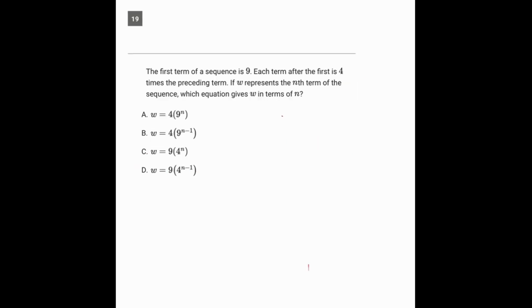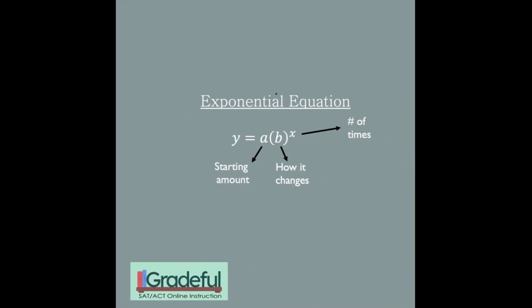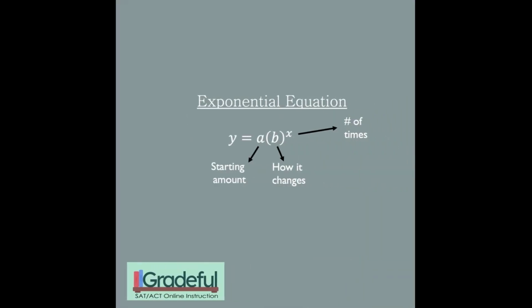Now going to question 19. Here we have a sequence where the first term is 9. After that, each term is 4 times the preceding term. In a way, this sounds like an exponential equation, and it is, but there's one twist. Just to review the exponential equation, there's a starting amount, which is your A. It's changing by some amount, which is the B. And X is the number of times that all happens.